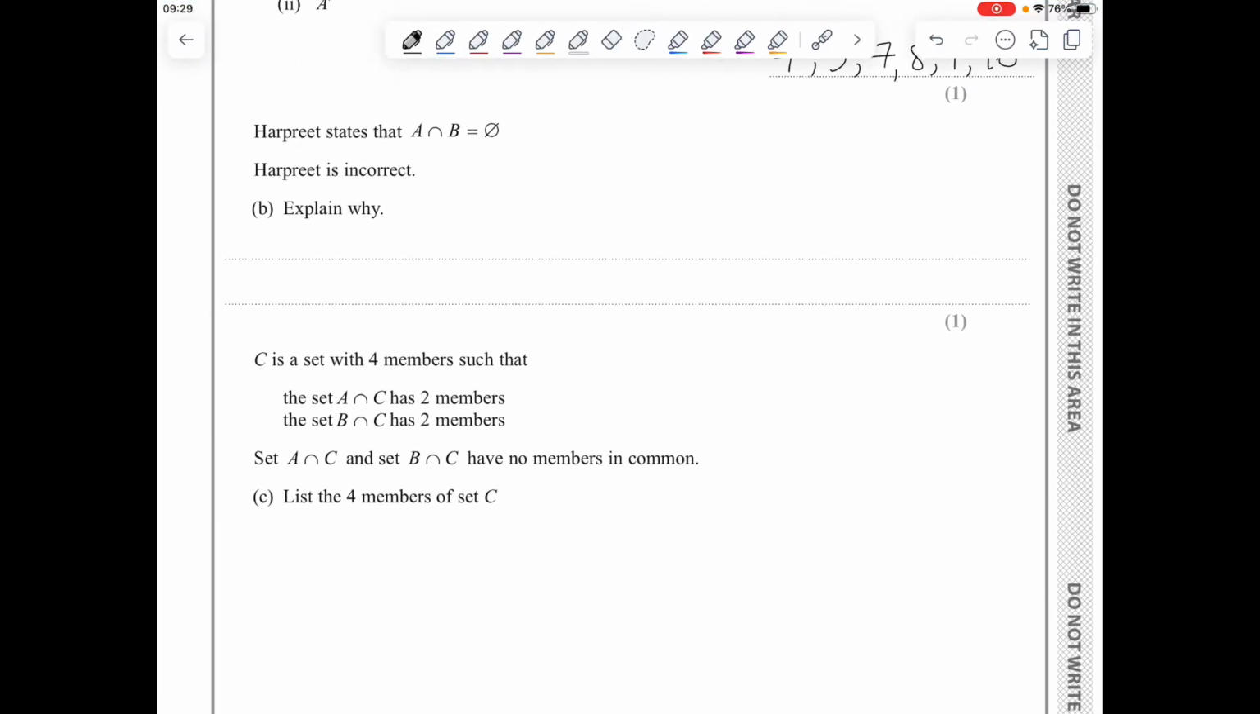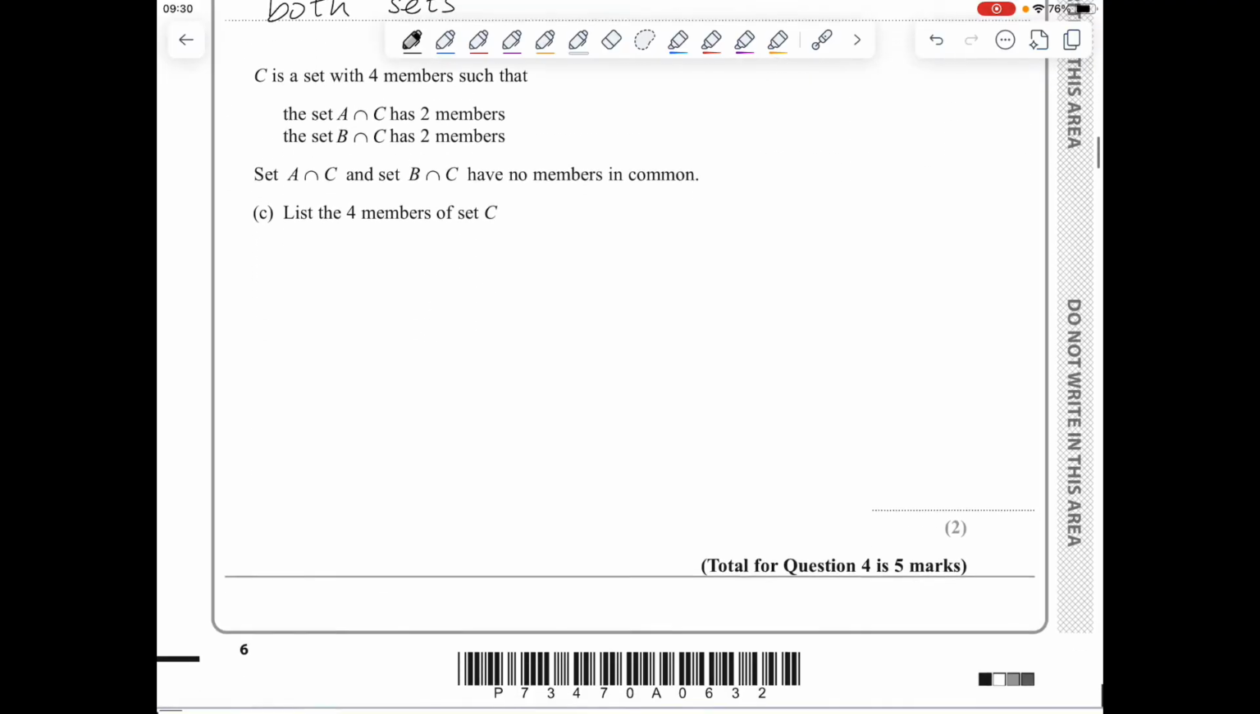In part B, we need to explain why A intersection B is not equal to the empty set. And as I said before, this is because 2 and 3 belong to both sets, so it's not empty. Then in part C, we have another set C with 4 elements, such that A intersection C has 2 members, B intersection C has 2 members.